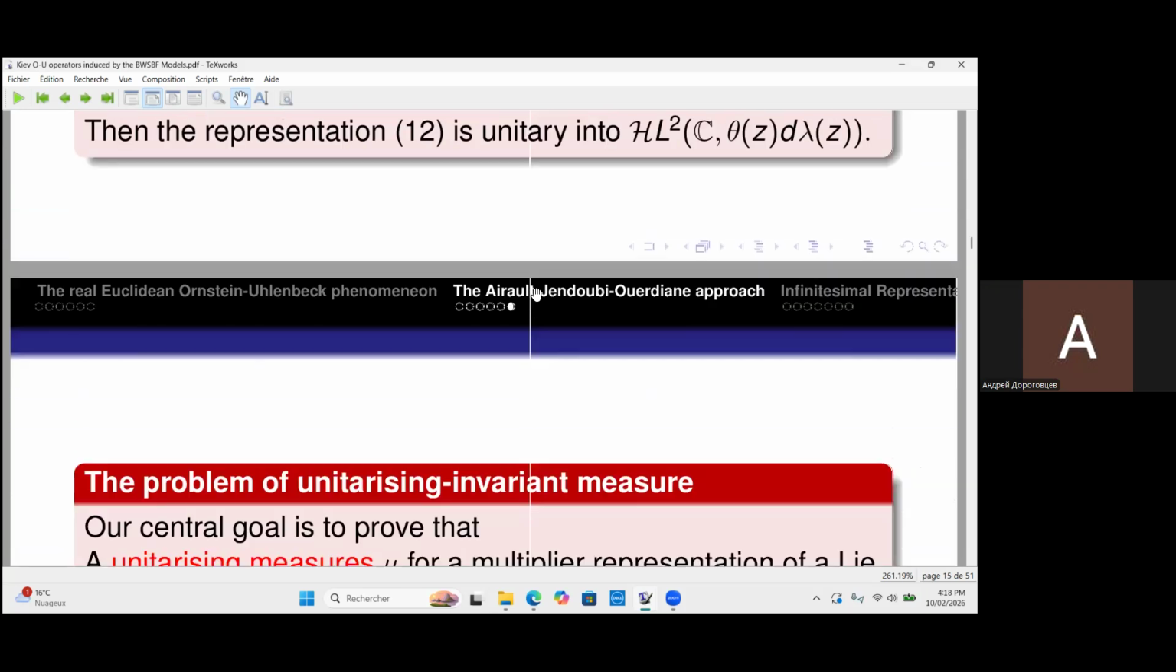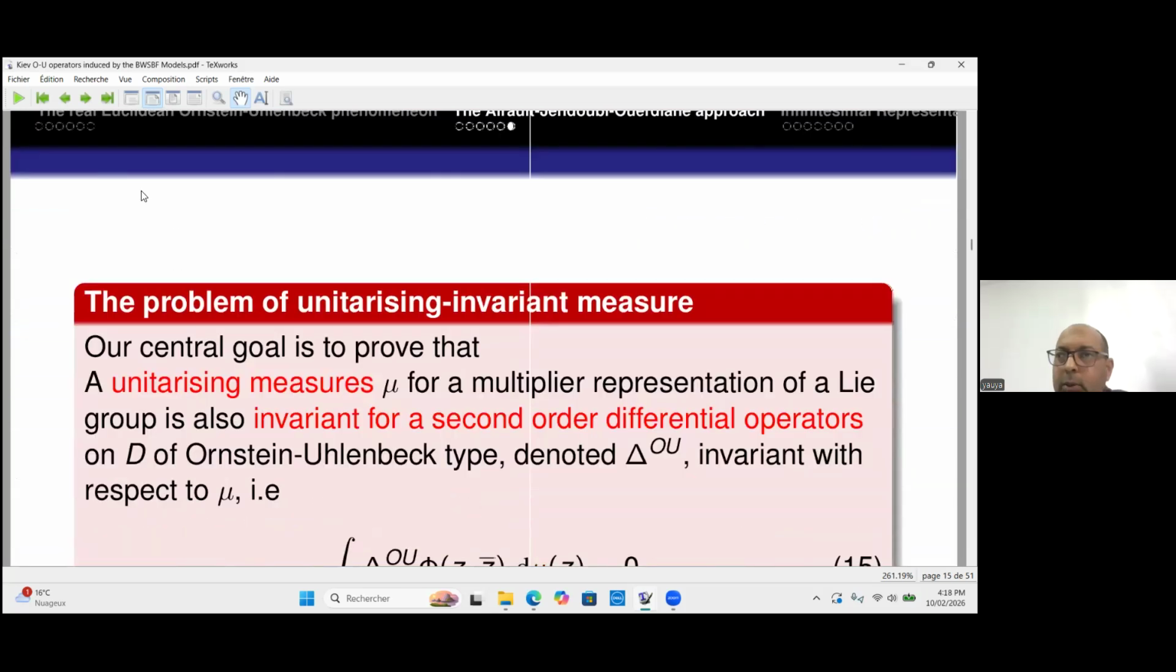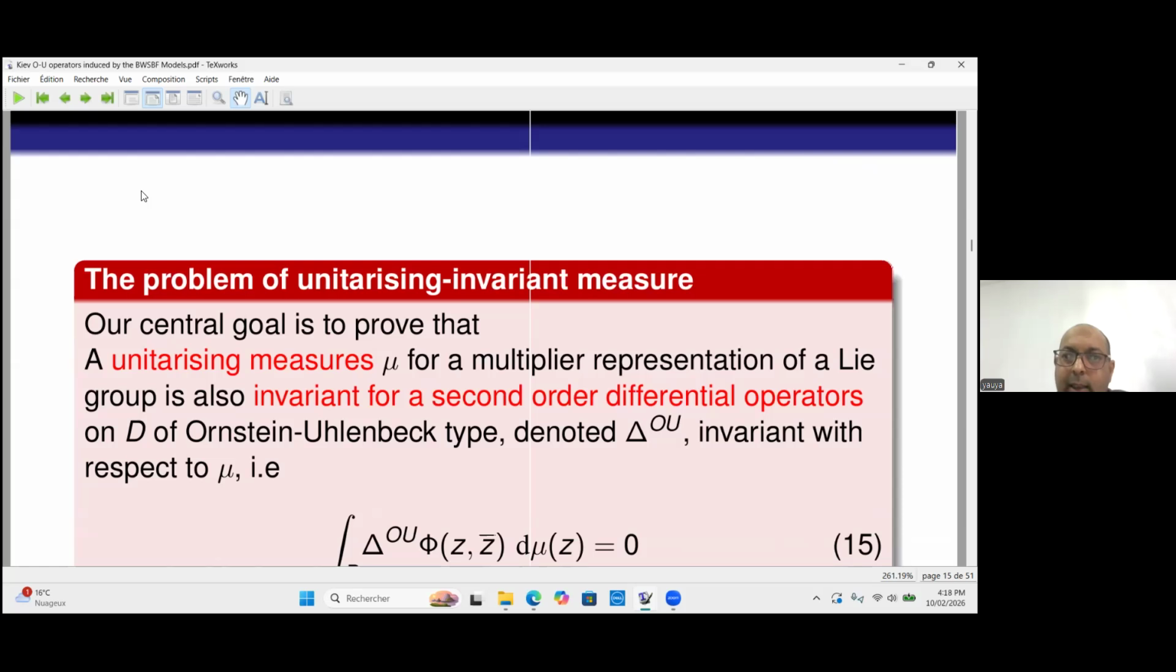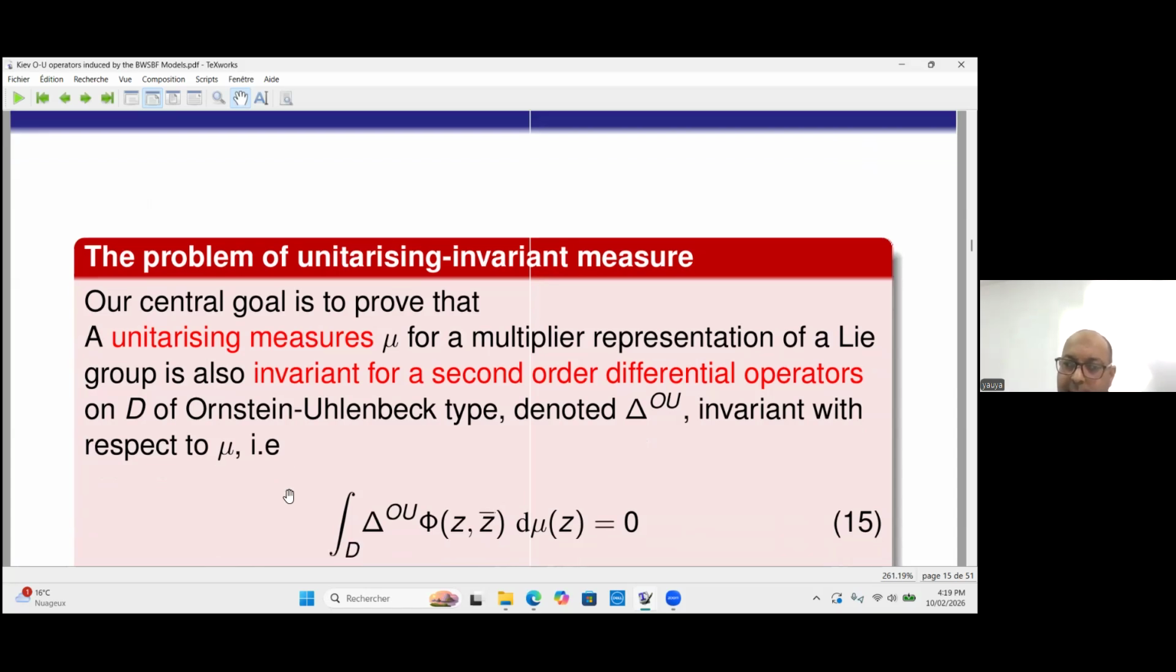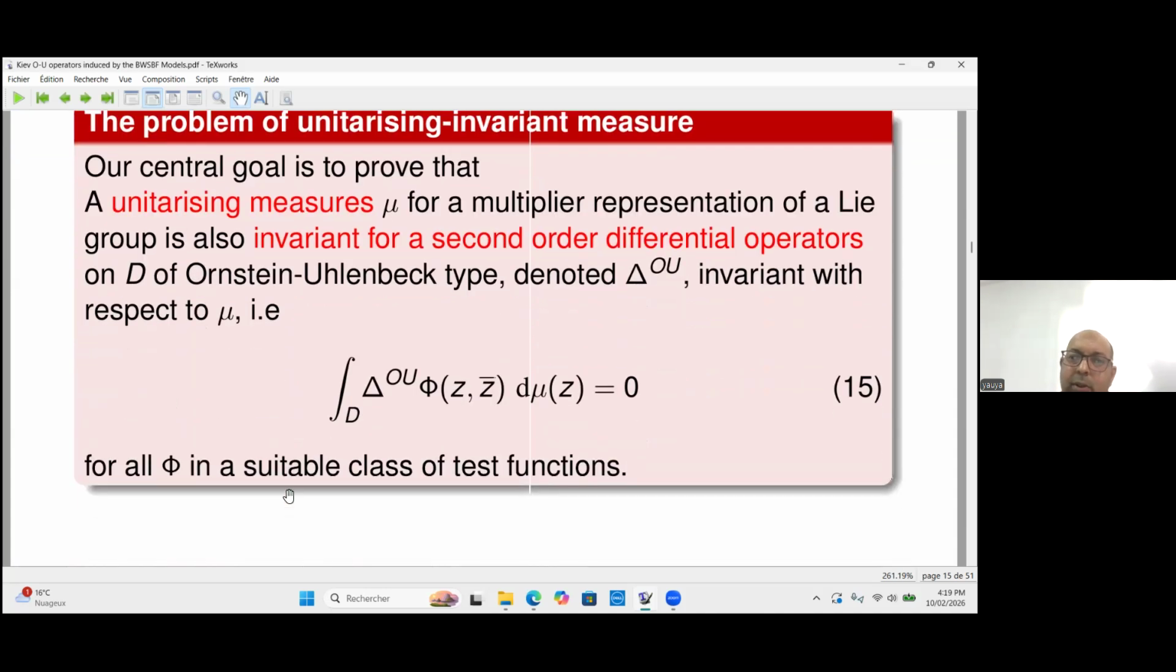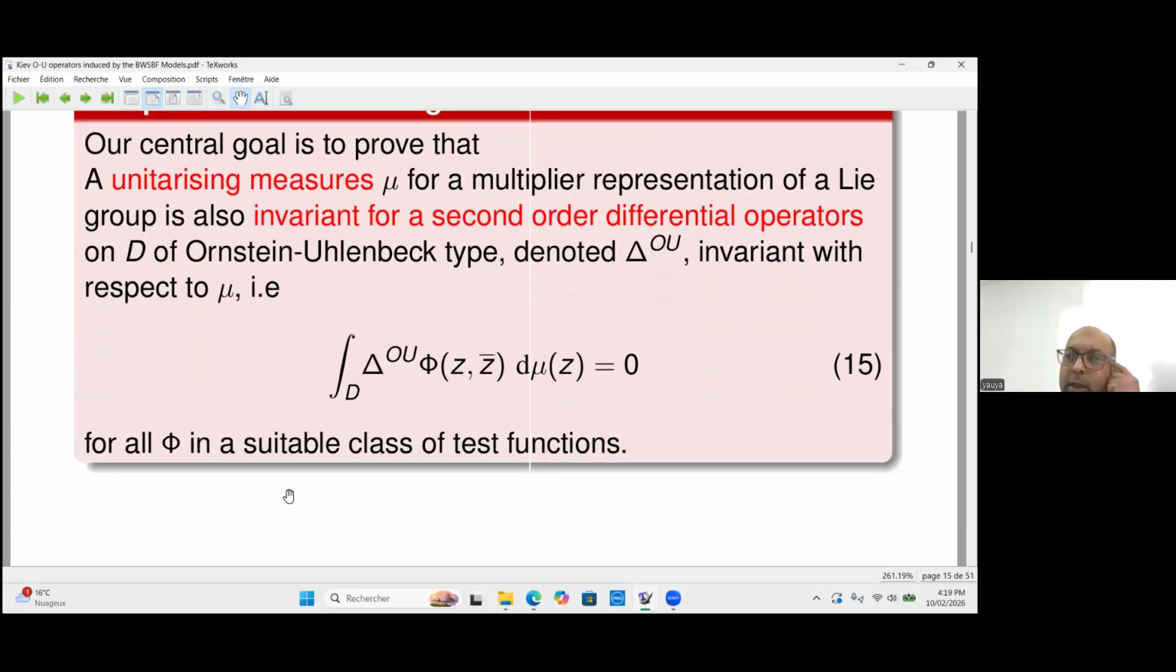So the problem is to prove that our measure is invariant for some second-order differential operator, here D in general, but in our case D equals C. And this operator shall be called an Ornstein operator type. And here the class of test functions phi should be in a suitable class of test functions satisfying this relation.